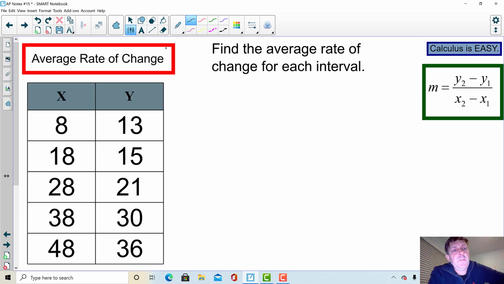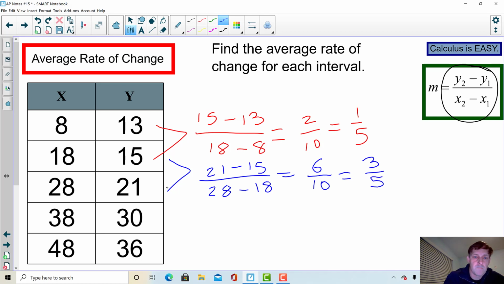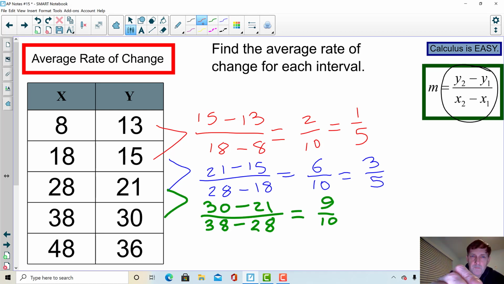Okay, here it's asking us to do an average rate of change. You may also see it as difference quotient. But basically it's just the slope of a line that goes through 2 points when you know the 2 points. So for the first one, we'll do these 2 points. You do the change in y over the change in x. We get 1/5. Do it again. And one last time.